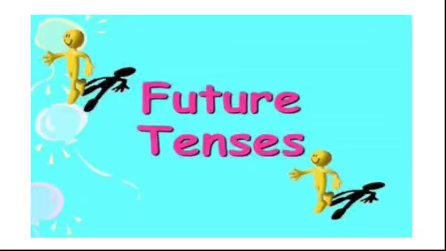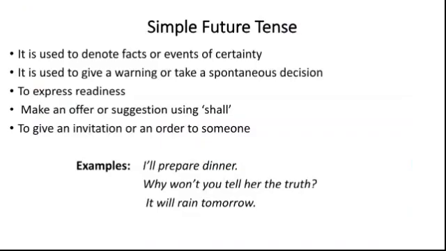So today we are going to do the last of our tenses, that is the future tense. Like past and present tense, this future tense also has four parts: future simple, future continuous, future perfect, and future perfect continuous. So let us begin with the simple future tense.